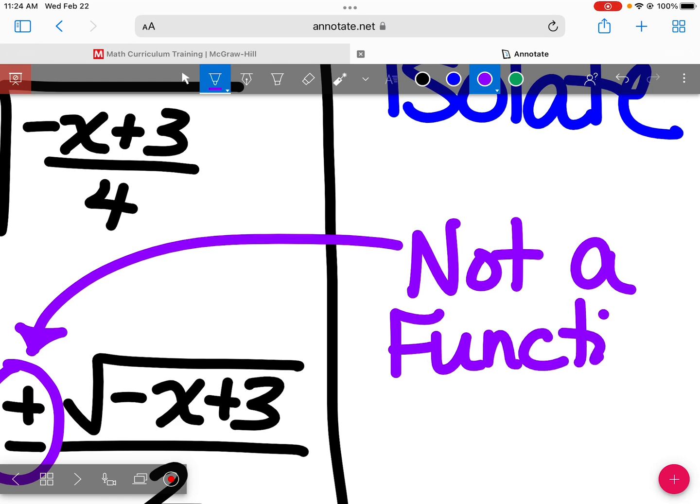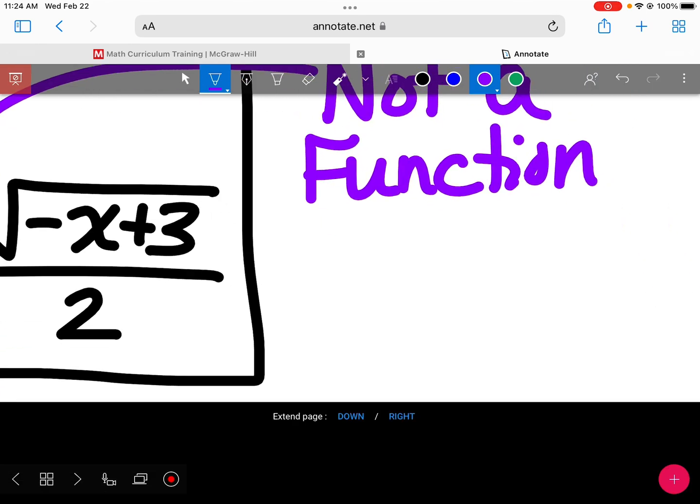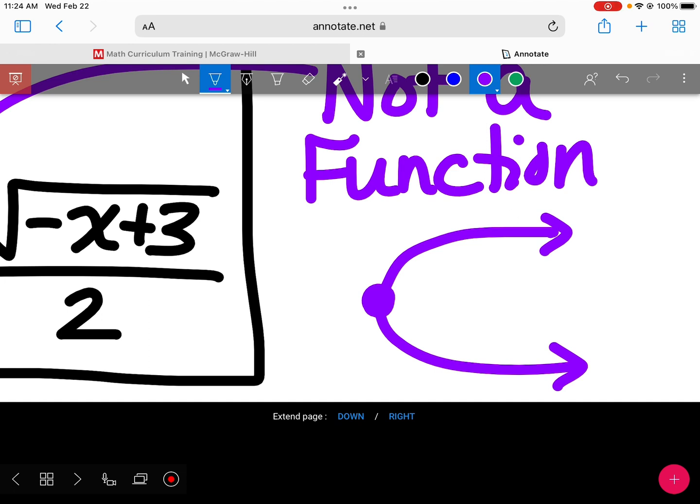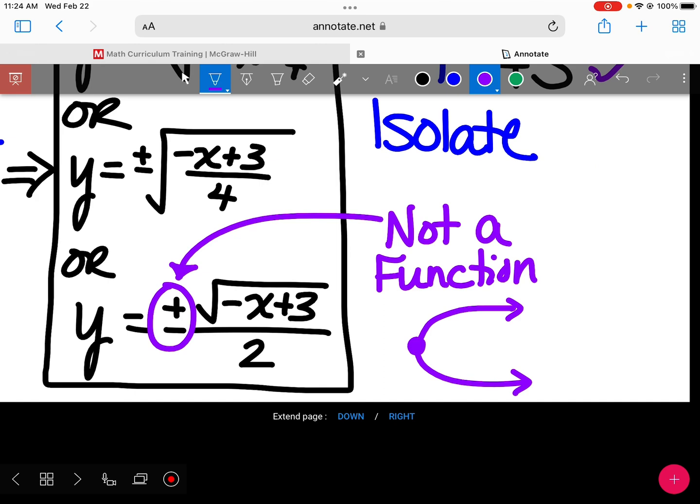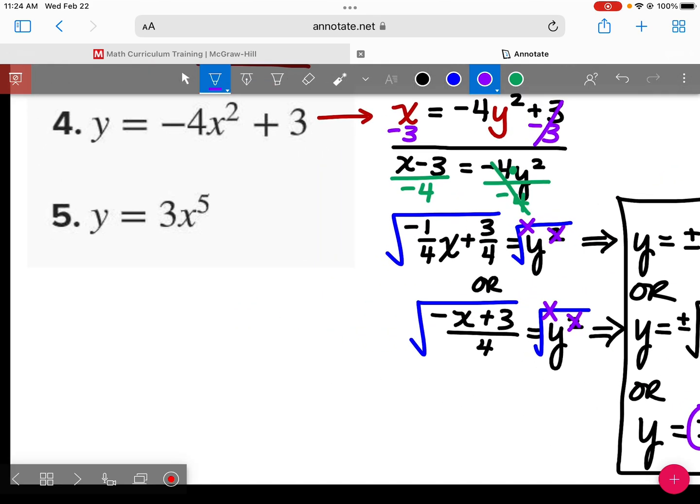When we have plus or minus the square root, positive square root is up on top like this. Negative square root is down on bottom like this, and that is not a function. So when I include both the plus and the minus, it is not a function. Again, anytime we have an even index on our root, we're going to run into that problem. So square root, fourth root, sixth root, eighth root, 10th root, anytime the index is an even number, we have the plus minus, and the inverse will not be a function.